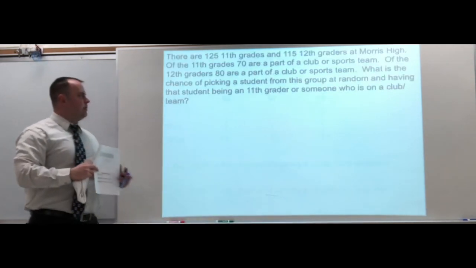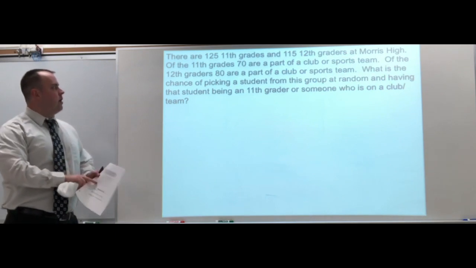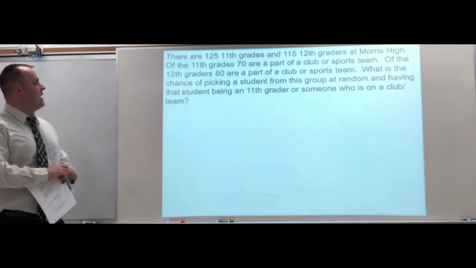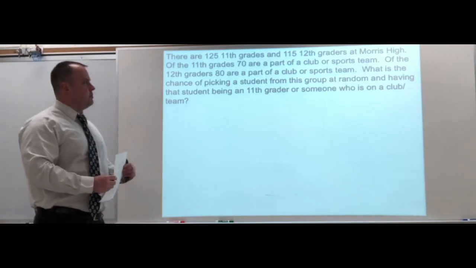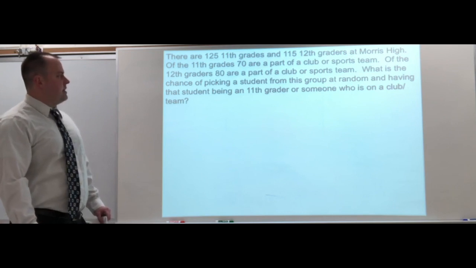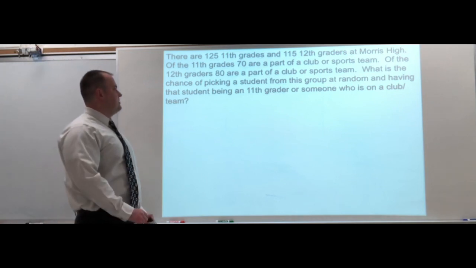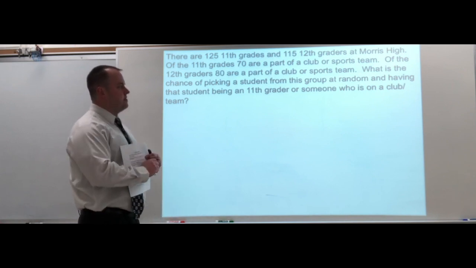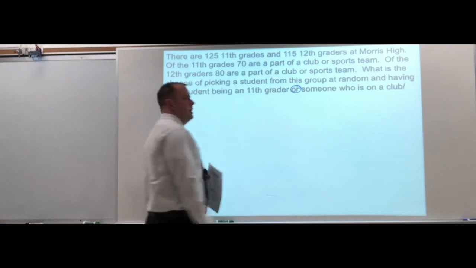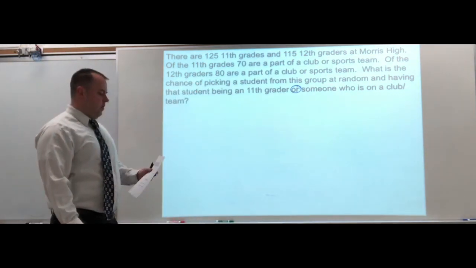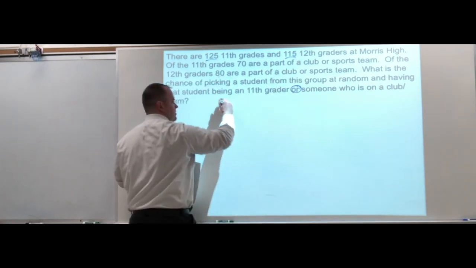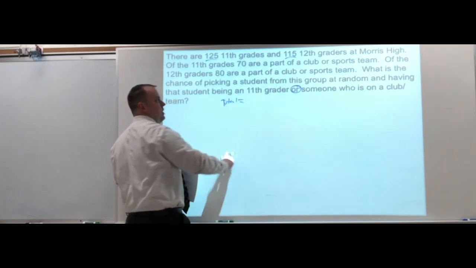And one more example. Here we're looking at there are 125 11th graders and 115 12th graders at Moores High. Of the 11th graders, 70 are part of a club or sport. Of the 12th graders, 80 are part of a club or sport. What is the chance of picking a student from this group at random and having that student being an 11th grader or someone who's on a club/team? Right? Keyword is or. Now, our total here, if you add up our 11th and 12th graders, is 240.